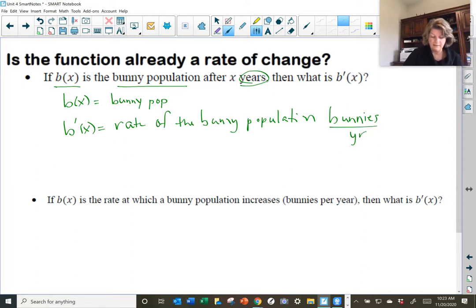The next example says if b of x is the rate at which the bunny population increases, then what is the derivative of b of x? So here I know that b of x is already a rate. It's like it's a derivative. They just didn't indicate it with a derivative sign. And that's okay. You just have to read what the function stands for. So b of x is the rate of bunny population. So that would be in bunnies per year, of course.